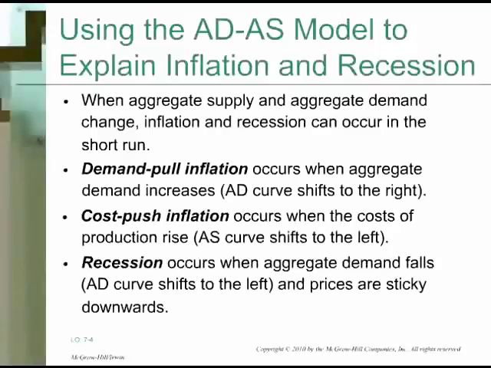Demand-pull inflation occurs when aggregate demand increases. The AD curve shifts to the right. Cost-push inflation occurs when the costs of production rise. The AS curve shifts to the left. Recession occurs when aggregate demand falls. The AD curve shifts to the left, and prices are sticky downwards.